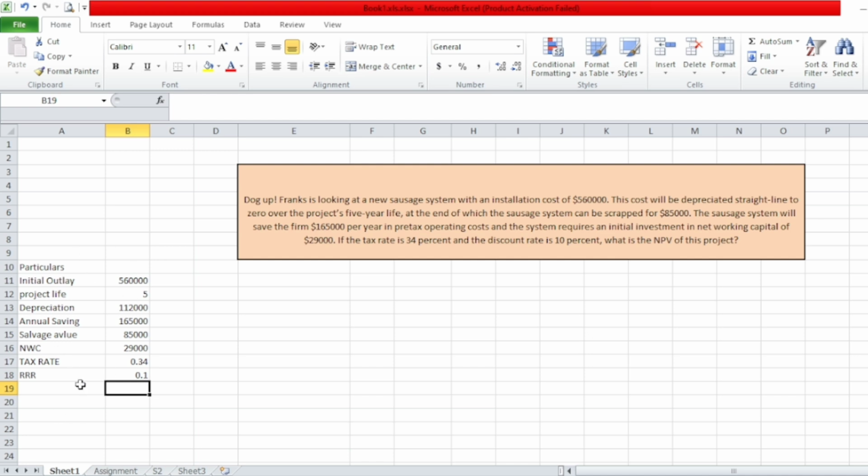Well, we have all the information. Now we'll write down the main part, particulars. We'll start from year 0 to year 5. I will simply drag it to row 5. We have annual saving for each year.